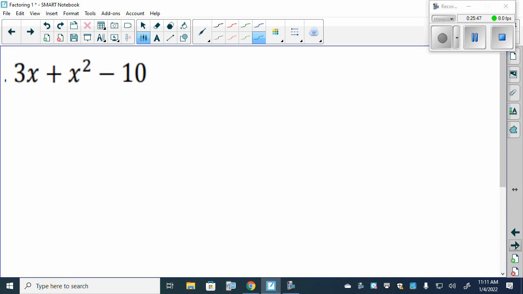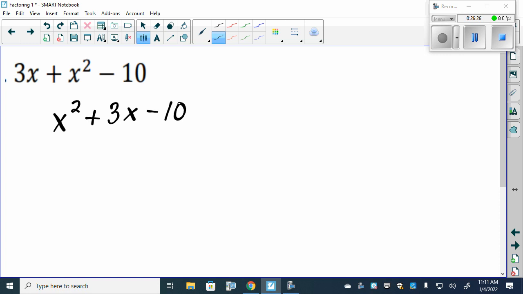Let's look at this one here, and this is actually the last one we're going to look at today. What makes this one different than the ones we've done so far? Squares in the middle, yes. It's not in standard form, because standard form always goes in decreasing powers and in alphabetical order. So really this should be x squared plus 3x minus 10. Because we should really rearrange it in this order.